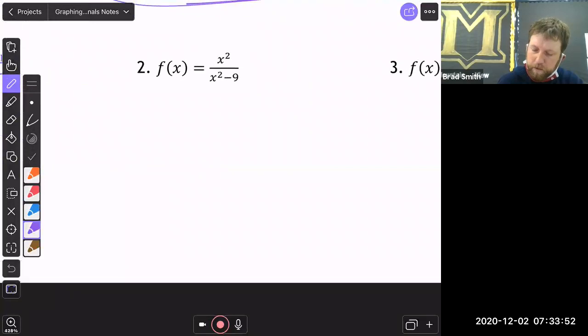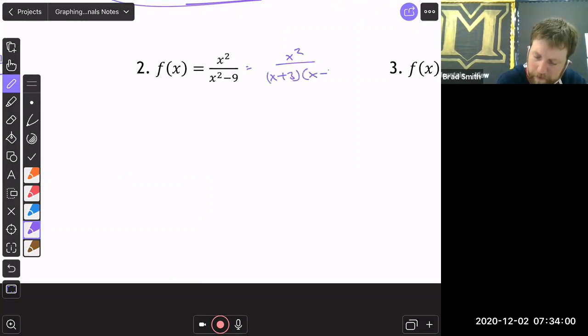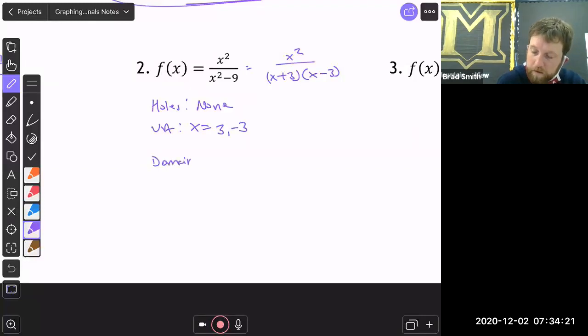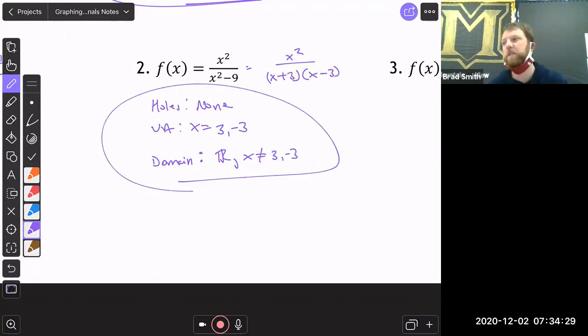All right, number 2, let's factor. So I got x squared over, that's a difference of squares, so x plus 3 and x minus 3. Please do not cancel out the x squares, y'all. Don't do that. It's just bad. You have to have a whole factor to cancel out. So I have no holes. Vertical asymptotes at x equals 3 and negative 3. So that means my domain is going to be all real numbers except for x cannot equal 3 or negative 3. We're good to go.